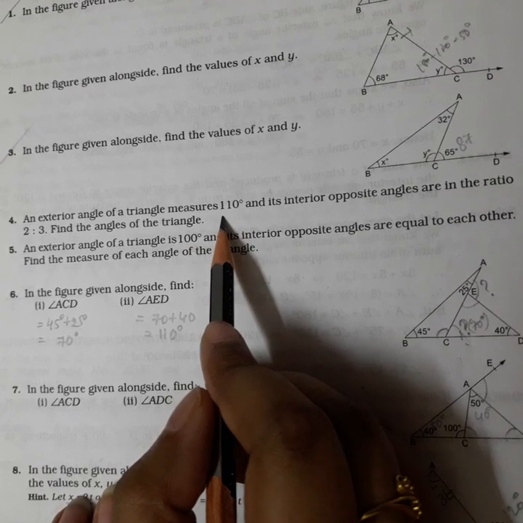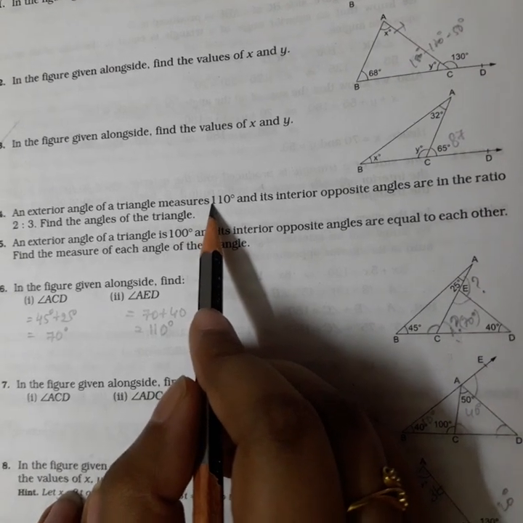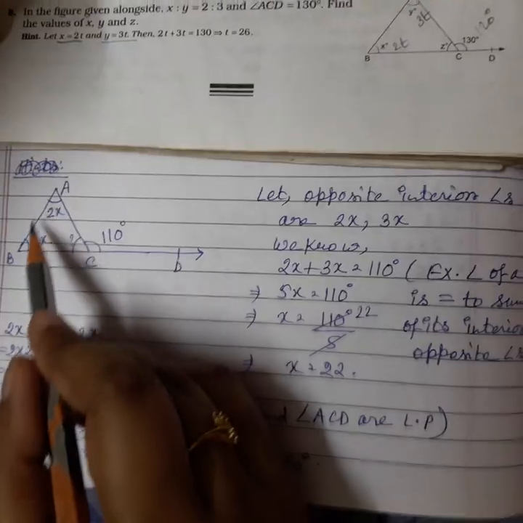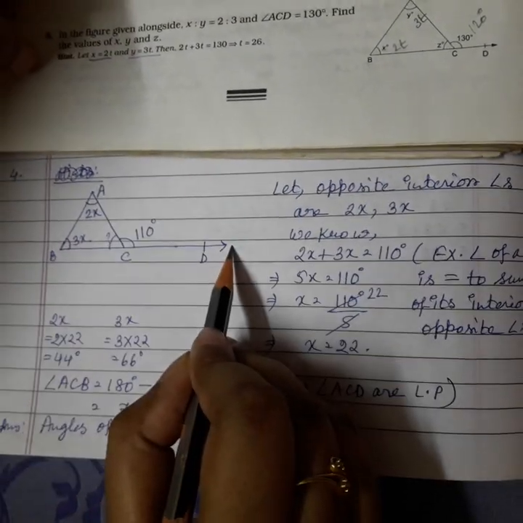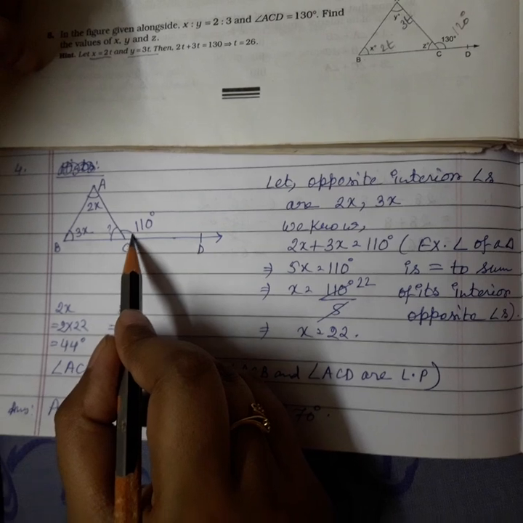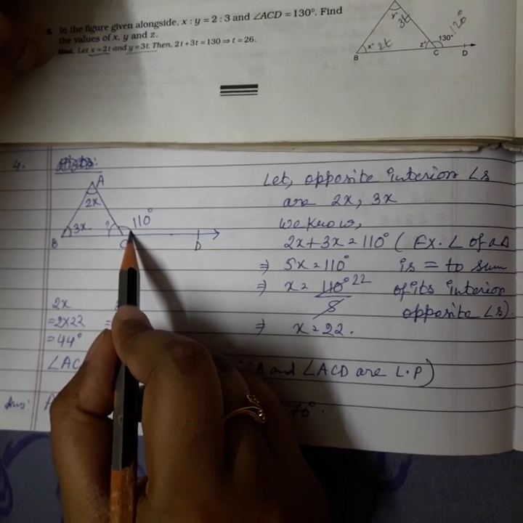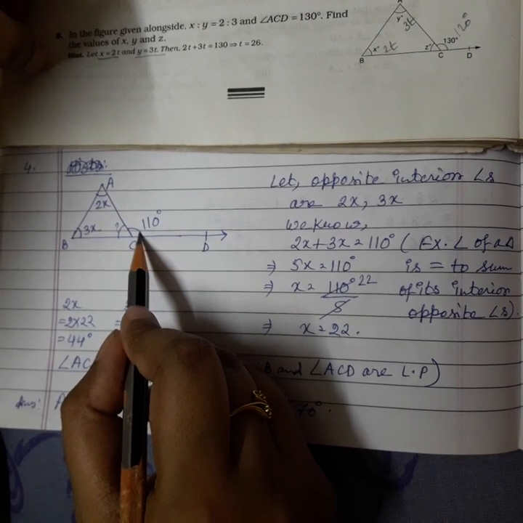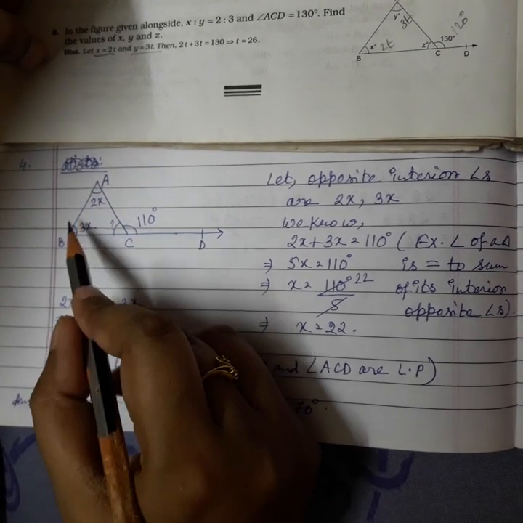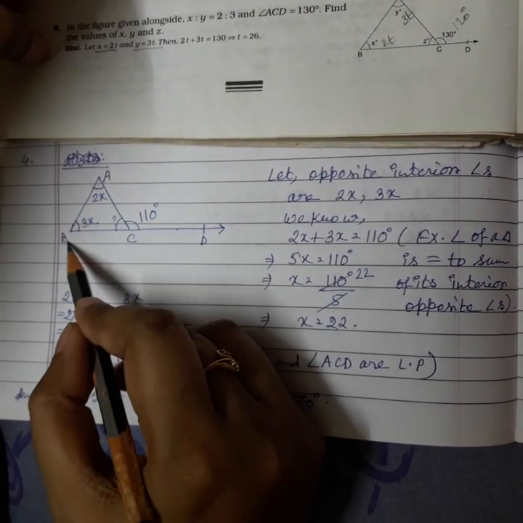Here the figure is not given, so according to the question we have to draw the figure. First we draw a triangle ABC and extend one side, so an exterior angle is formed, which is 110 degrees. Now the interior opposite angles are in the ratio 2:3. That means the ratio of these two angles is given as 2:3.